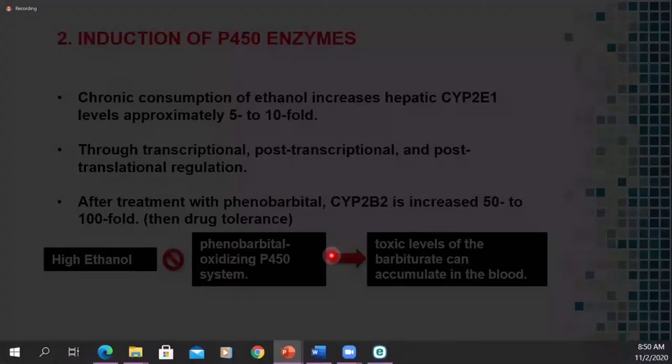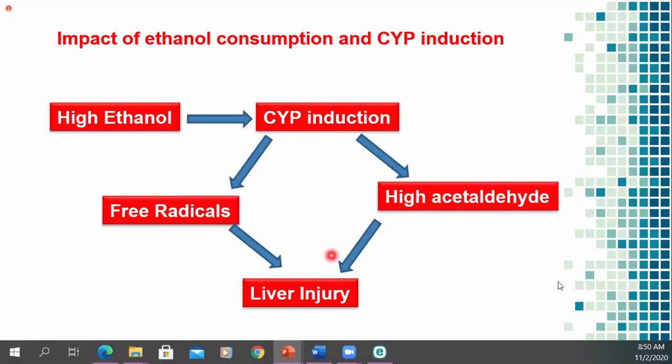So, to make the story more clear, the condition will be like the following: exposure to high cytochrome system, and the cytochrome system is going to be responsible for the production of high acetaldehyde molecules, sorry, as well as free radicals and eventually will cause a liver injury. This is because we have high activity of the cytochrome systems that will be induced by the ethanol, as well as interfering with the phenobarbital that will be toxic. That's why individuals on phenobarbital are advised not to drink alcohol.